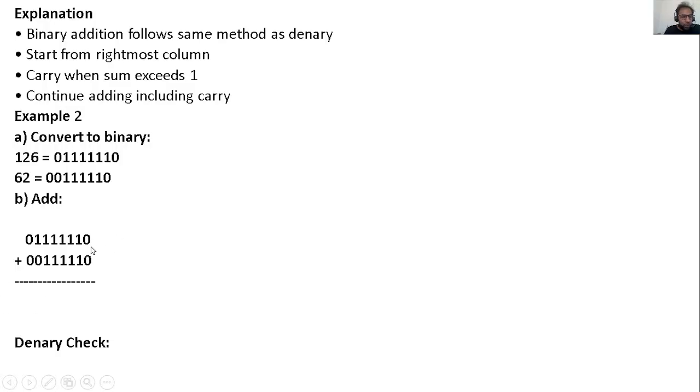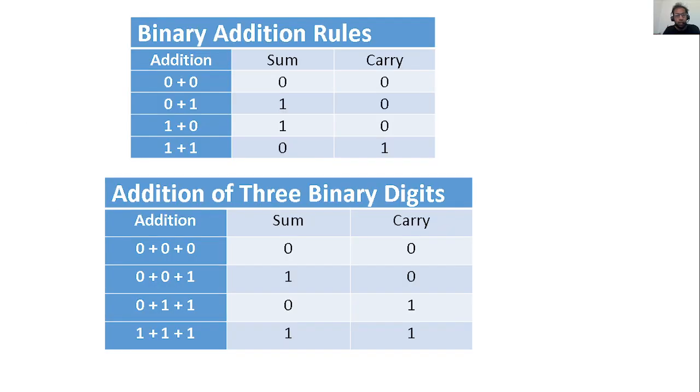In order to add them, when we do 0 plus 0, the answer will be 0 here. And when we do 1 plus 1, the answer will be 0, but 1 goes to the carry. These are the carry bits for it. So 0 plus 0 gives us 0, 1 plus 1 gives us 0, and 1 goes to the carry, as we saw in the table previously. 1 plus 1 gives us 0 sum, and the carry goes up.